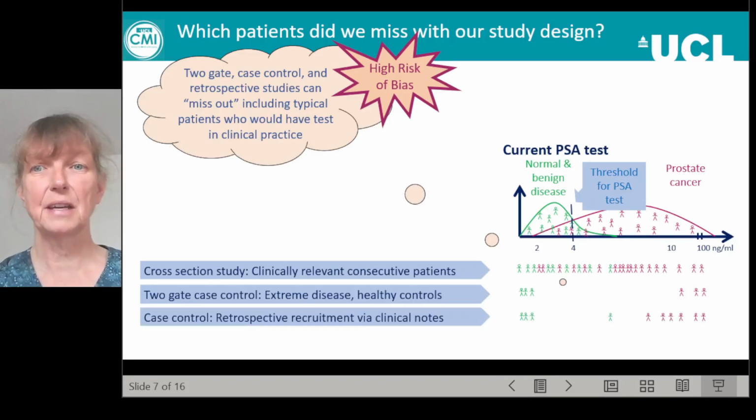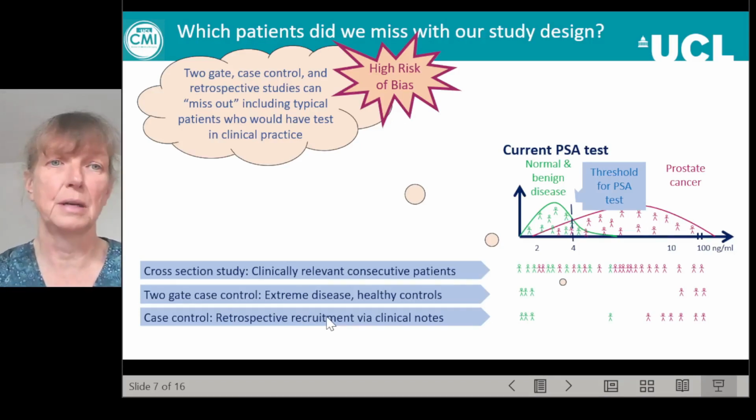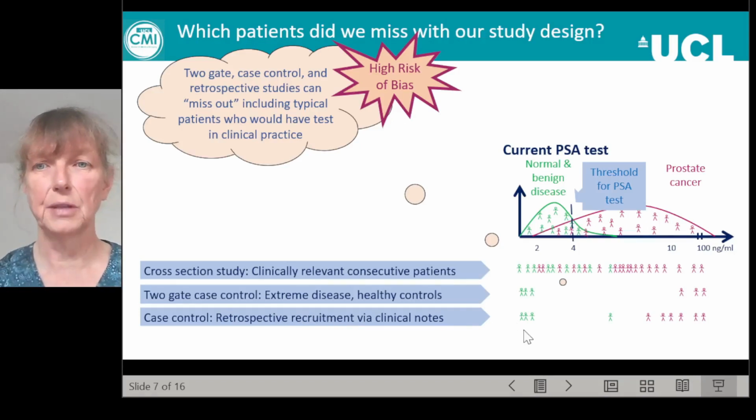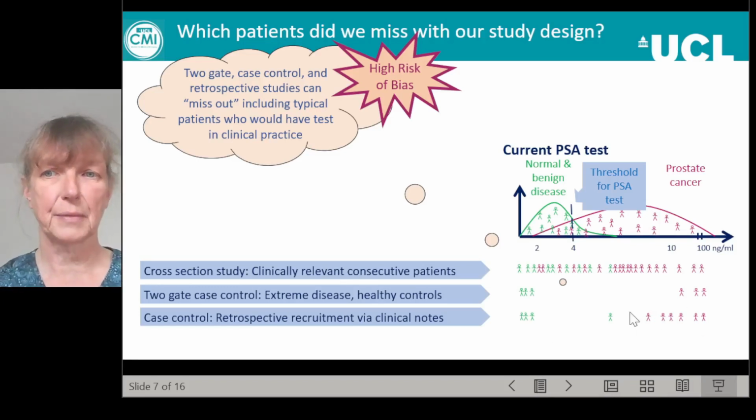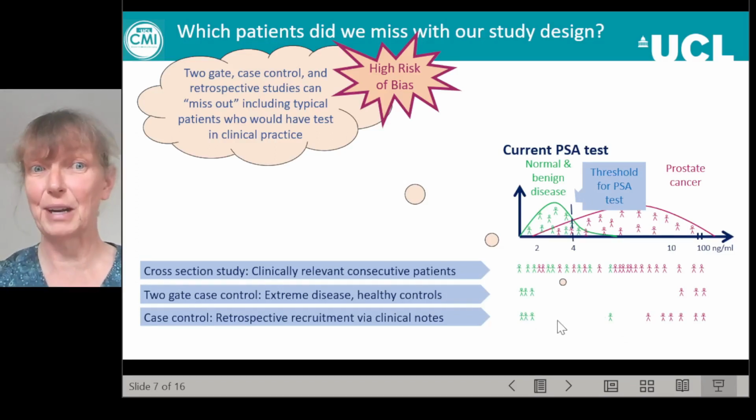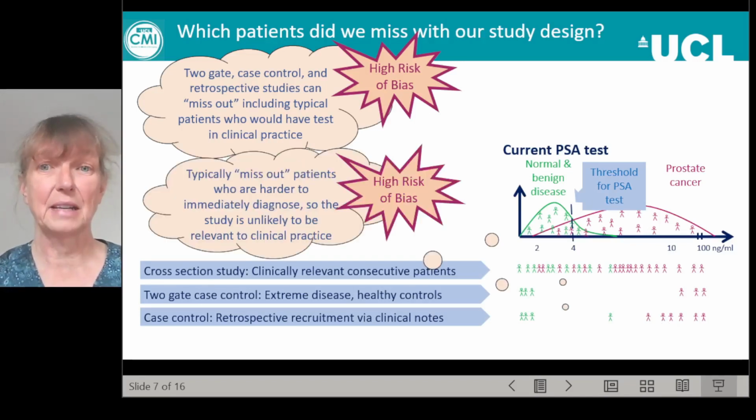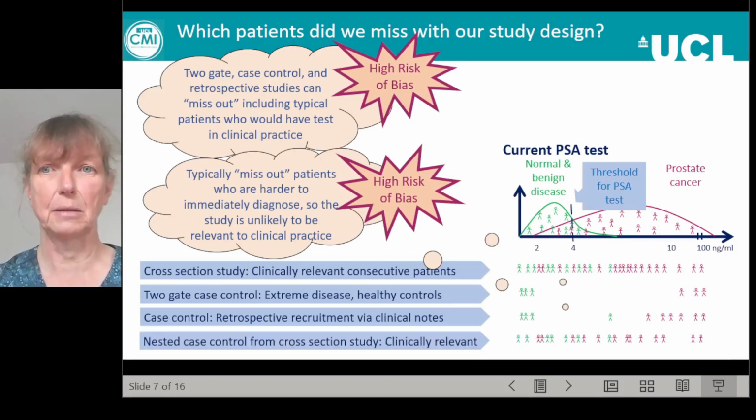Here's a case control where we're doing retrospective, typically retrospective via clinical notes. And again, we've got more of a range of men with red results, and we've got more of a range of men with green results. If you just based your accuracy on this set of patients, you'd think the test was pretty good. And that is at high risk of bias, again, because we're missing the typical patients in the middle.